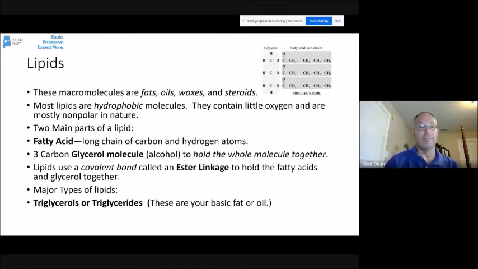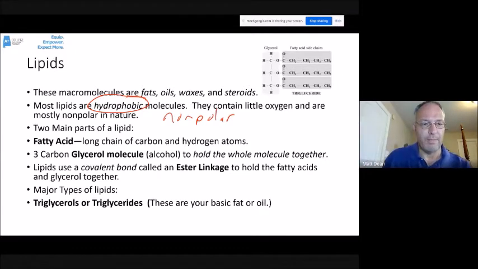Next, we're going to talk about lipids. So lipids are macromolecules that include fats, oils, waxes, and also steroids like testosterone and estrogen. Most lipids are hydrophobic. They're hydrophobic because they're mostly non-polar molecules. They contain very little oxygen or other electronegative atoms. They're mostly made of carbon and hydrogen.